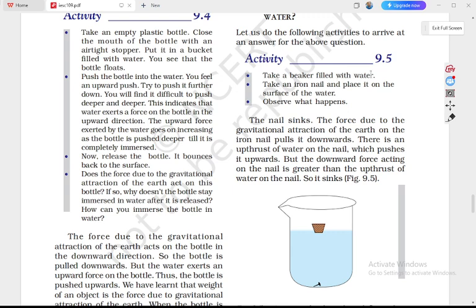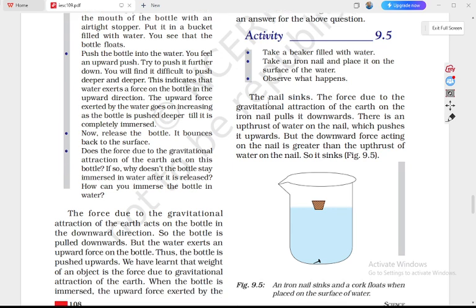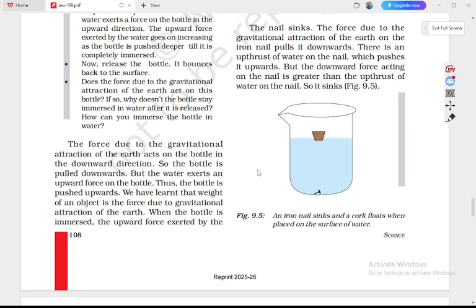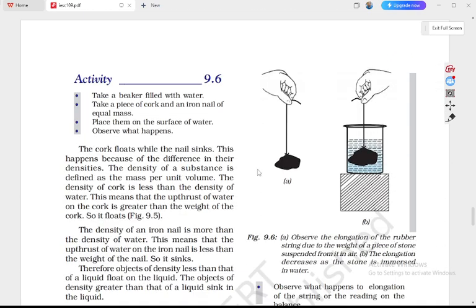Take a beaker filled with water, take an iron nail and place it on the surface of the water. What do you observe? The nail sinks. The force due to the gravitational attraction of the earth on the iron nail pulls it downwards. There is an upthrust of water on the nail which pushes it upward, but the downward force acting on the nail is greater than the upthrust of the water on the nail, so it sinks.